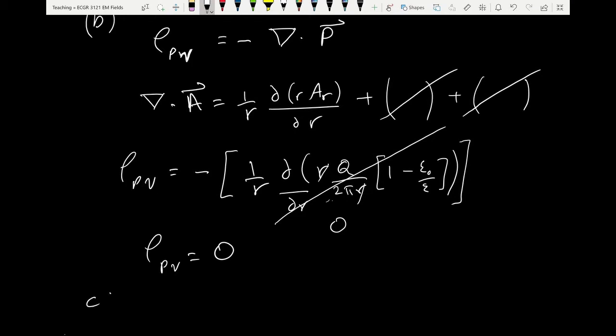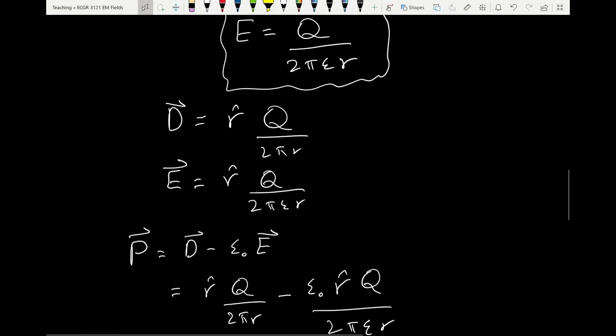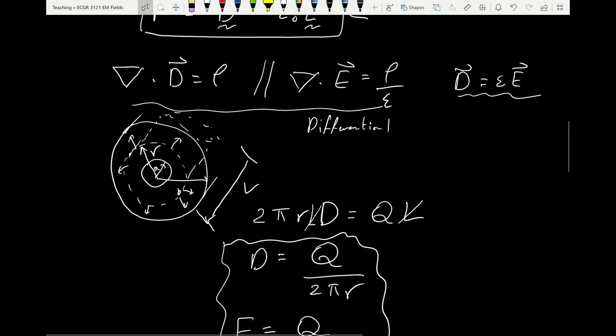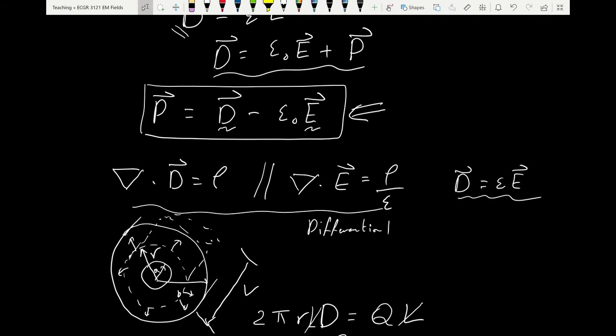Now part C, what about the surface charge density? Where is the surface in this problem? When I say surface, by the way, I don't mean the surface of the conductor. I mean the surface of the boundaries of the dielectric.